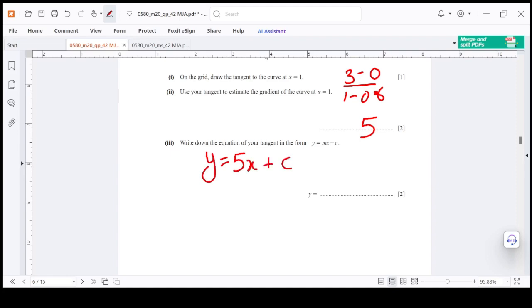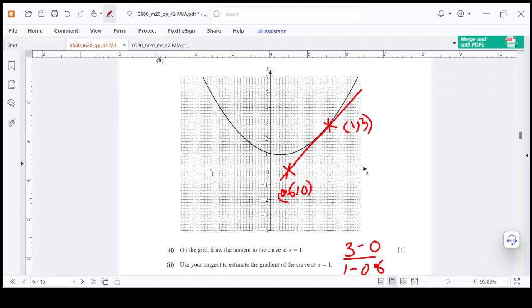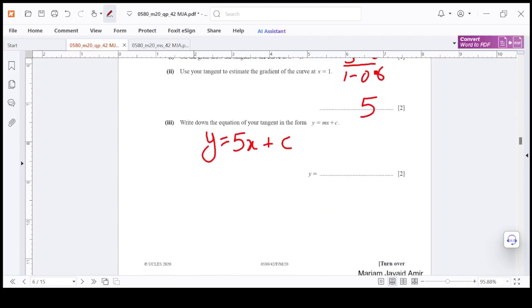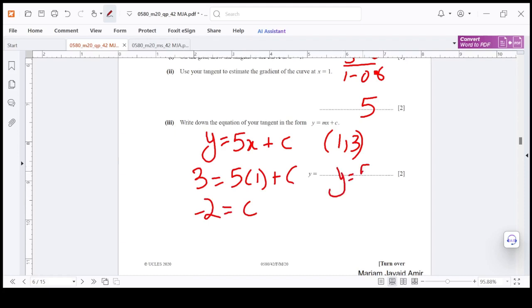To find c, you have to use a point on the tangent. So you can use any point. I think the best point we could use would be 1 comma 3, because we know for sure that this lies on the tangent. So use 1 comma 3 and find the value of c. So 3 equals 5 times 1 plus c. c equals minus 2. So y equals 5x minus 2 should be the equation.